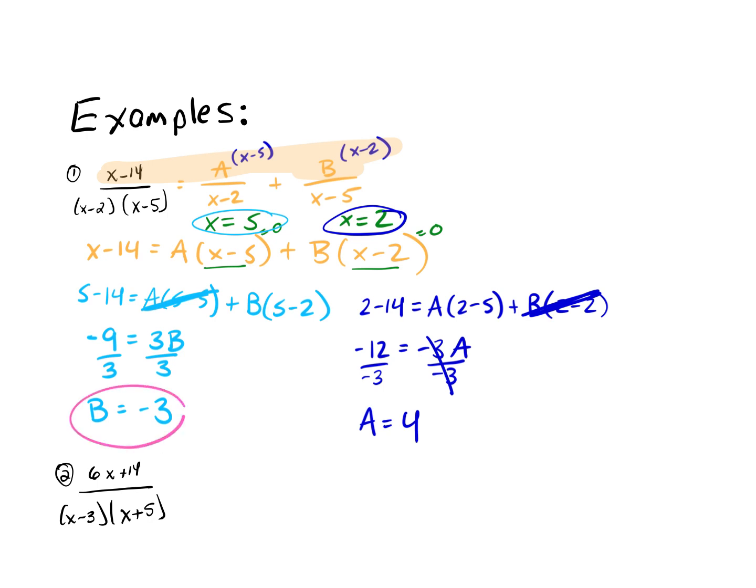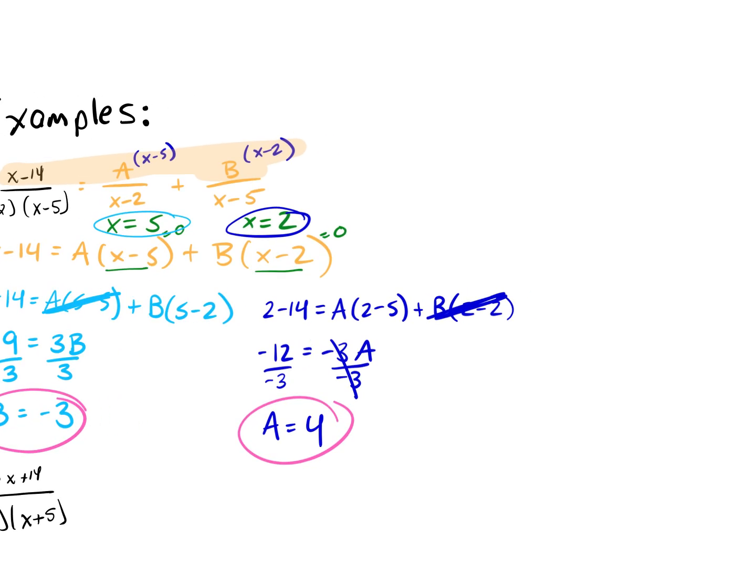All right, next we're going to take A and B and plug them in. So we have 4 over x minus 2. And then since B is a negative 3, we'd say minus 3 over x minus 5.